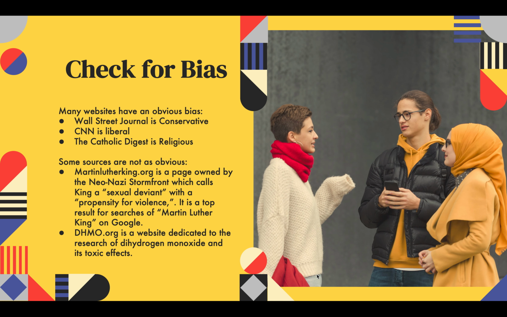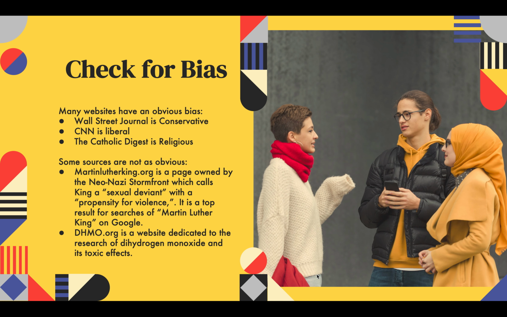Some sources are going to be not as obvious. So, for example, MartinLutherKing.org is actually a website owned by the neo-Nazi group Stormfront, and says some terrible things about Martin Luther King Jr., but it pops up in searches. And part of the reason that a neo-Nazi white supremacist group would want to own a website like this is to spread misinformation.